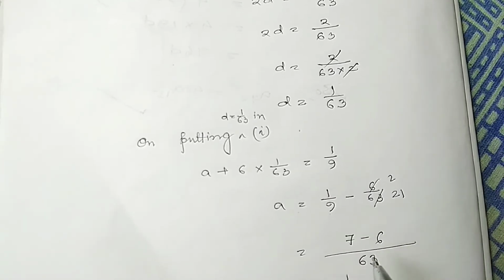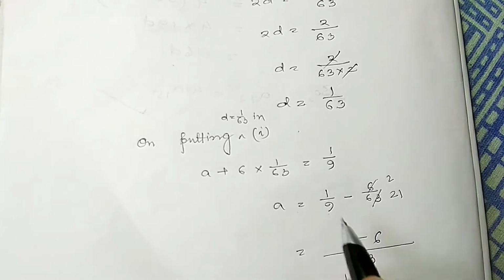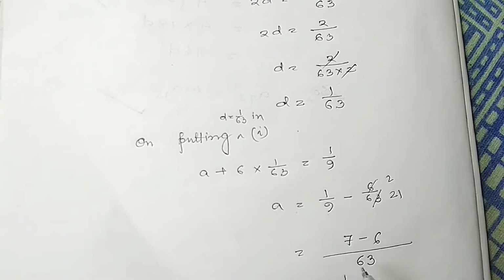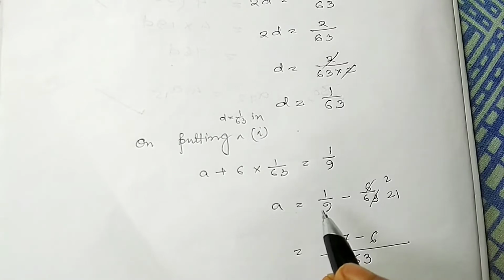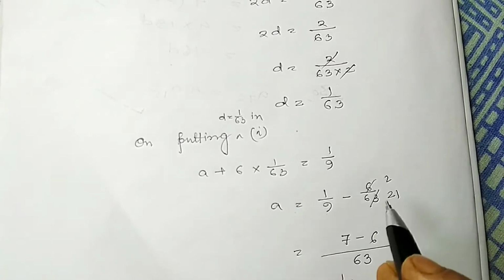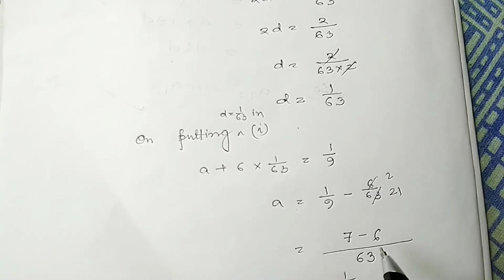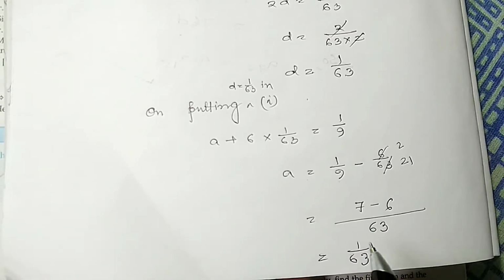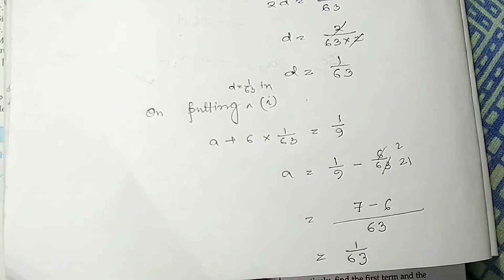Now LCM will be 63. 7 9s are 63. That means if I divide 63 by 9, I am going to get 7. And 7 ones are 7 minus 63 divided by 21, it will be 3. 3 twos are 6. Therefore 1 by 63 is the first term.